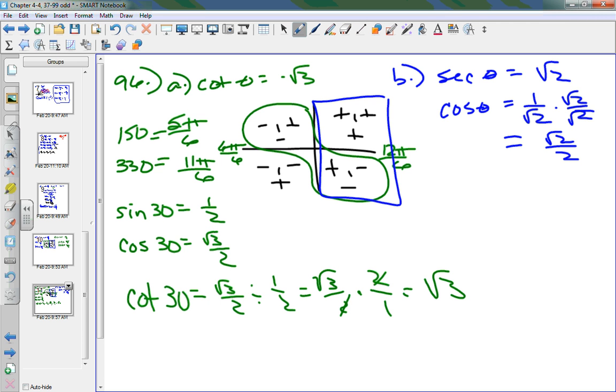So now, what angle am I talking about in quad 1? 45, which is pi over 4. And then what angle am I talking about in quad 4? This is not going to be a 12 pi over 6. Now this is going to be an 8 pi over 4. And that's going to give me, what is it? 7 pi over 4, which is going to give me 360 minus 45, which is 315.